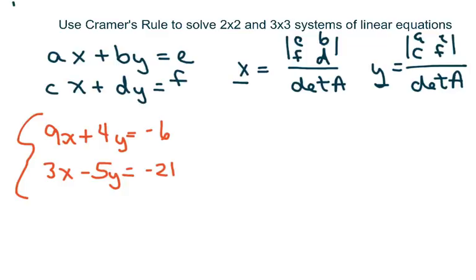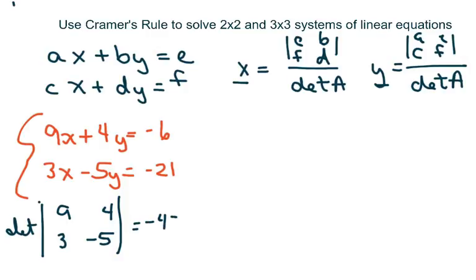So first of all, I'm going to find out the determinant of A. The determinant of A would be here. We're going to put 9, 4, 3, negative 5, and find the determinant of that, which equals negative 45 minus 12, which equals negative 57.